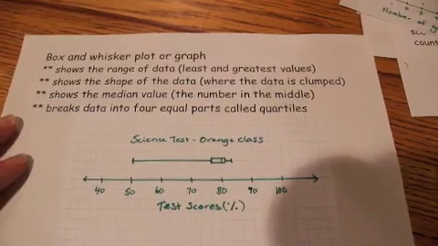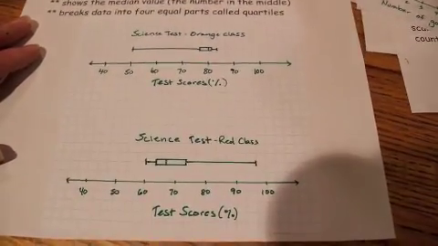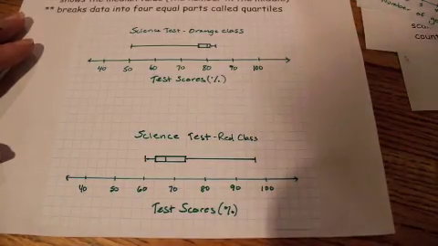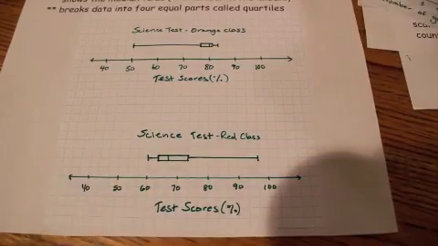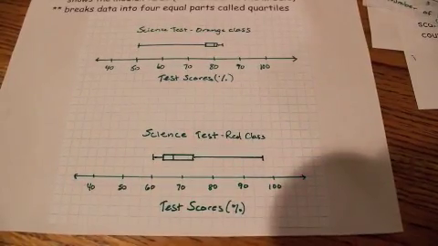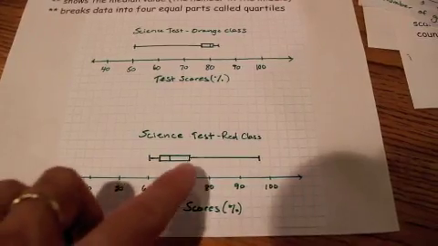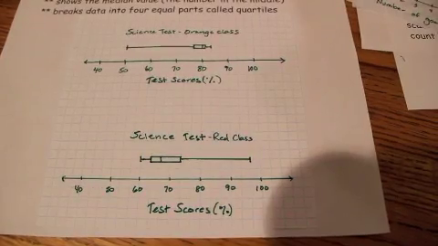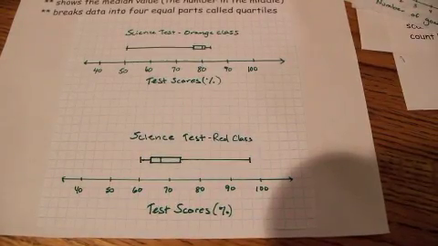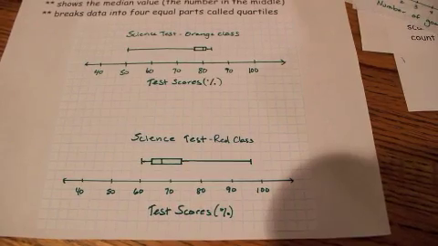We can look at how that compares to this other graph of science tests in Red class. In this one, the lowest score was 60, and the highest score was close to 100. However, most of the scores are in this range, around 70 or a little below. Which class do you think you would rather belong to?